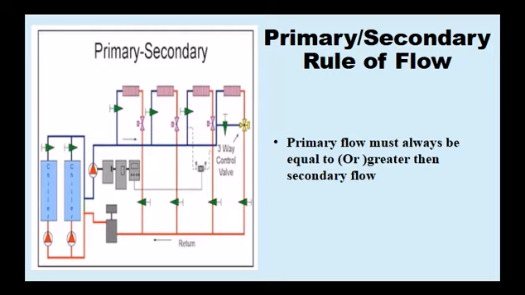This image depicts the primary-secondary rule of flow for HVAC systems. The diagram shows the primary and secondary pumping loops, and the text states that the primary flow must always be equal to or greater than the secondary flow. This rule ensures that the primary system has sufficient capacity to meet the demands of the secondary system, preventing backflow or imbalances in the system. Adhering to this primary-secondary rule of flow is an important principle for designing and operating efficient and effective HVAC systems.